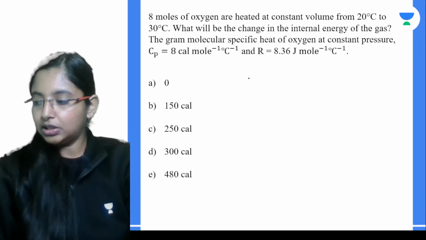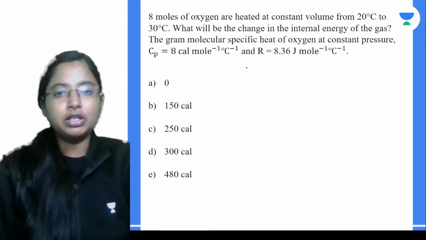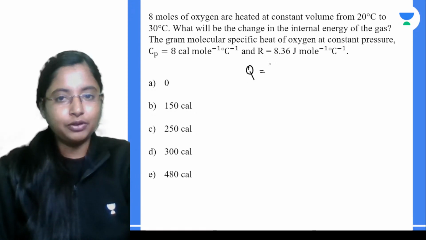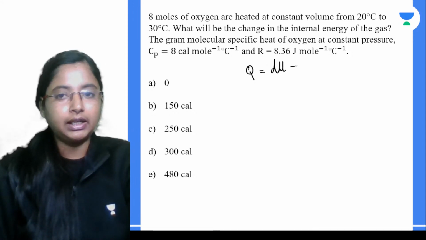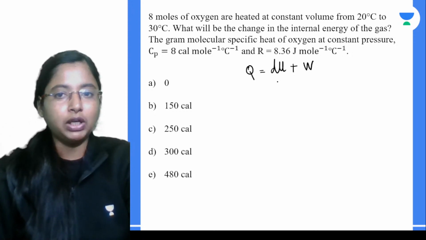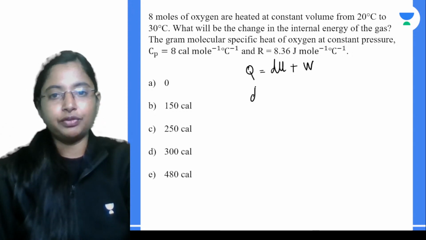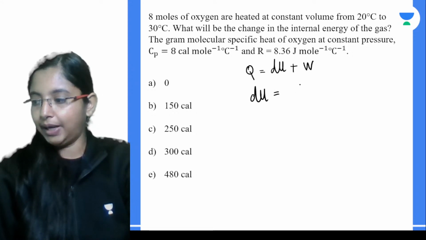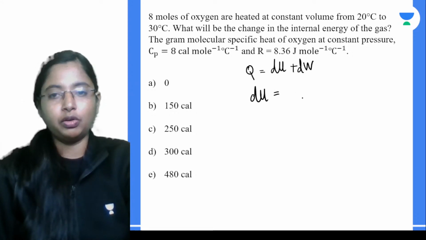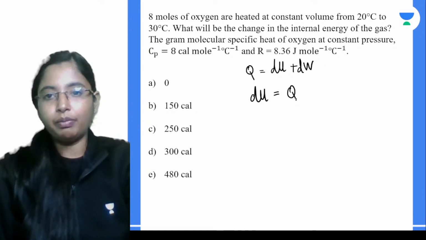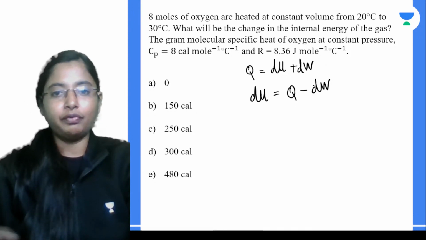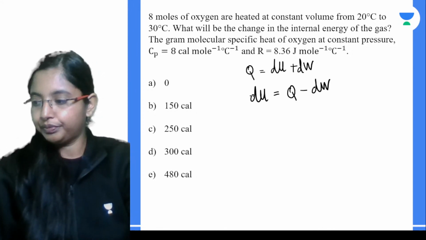The first law of thermodynamics states that the heat supplied to the system is used in two parts. One is to increase the internal energy and also some amount of work is done. What are they asking us to find? They are asking us to find dU. dU over here is nothing but Q minus dW. Very simple. We want to find dU.